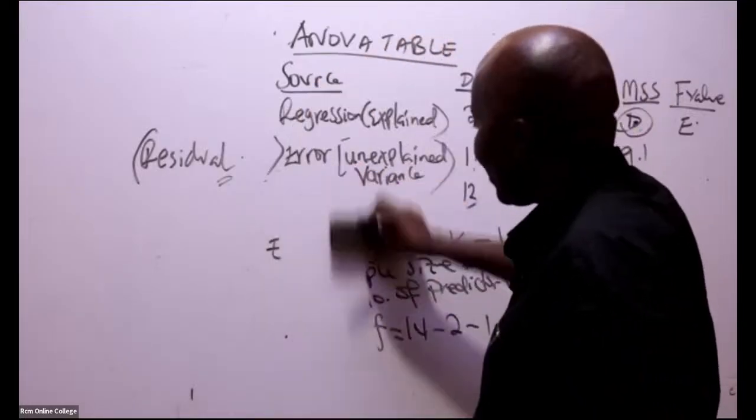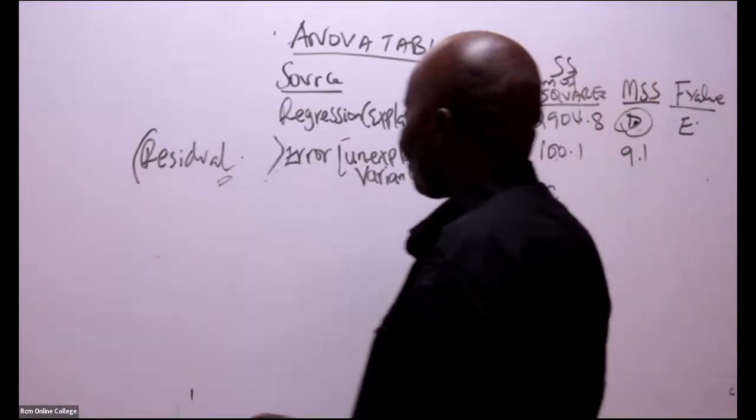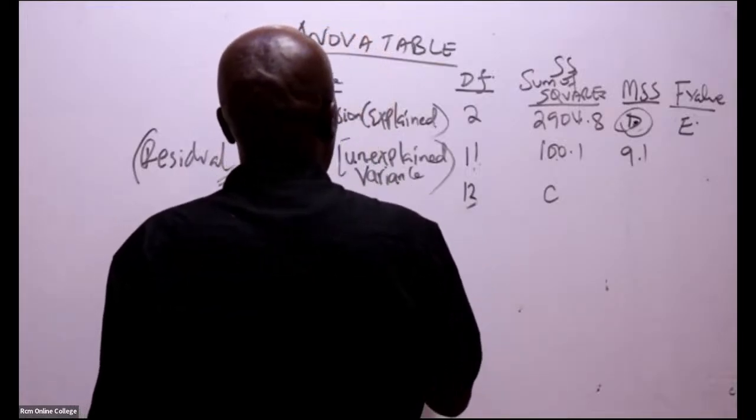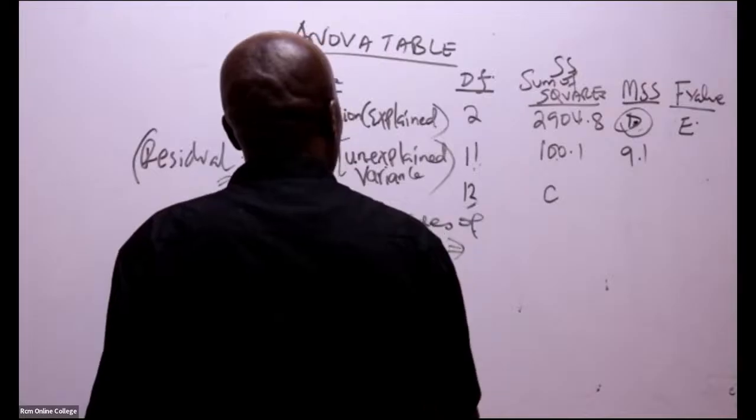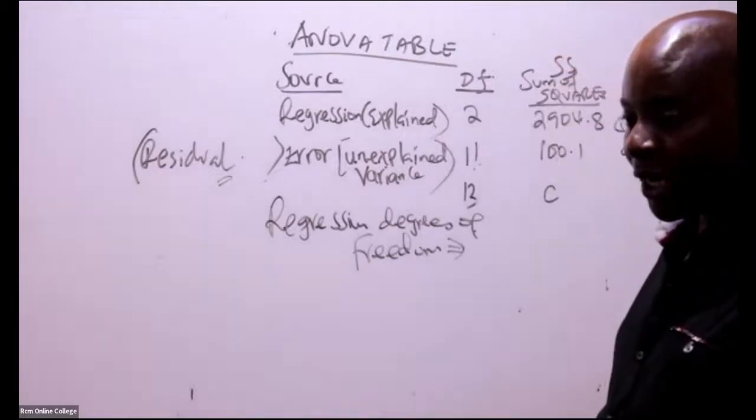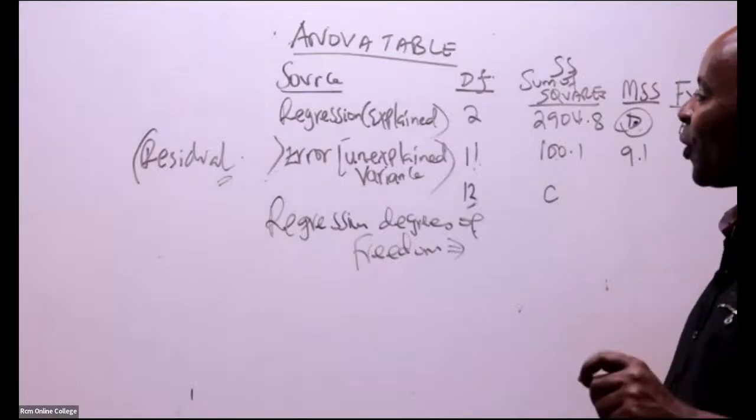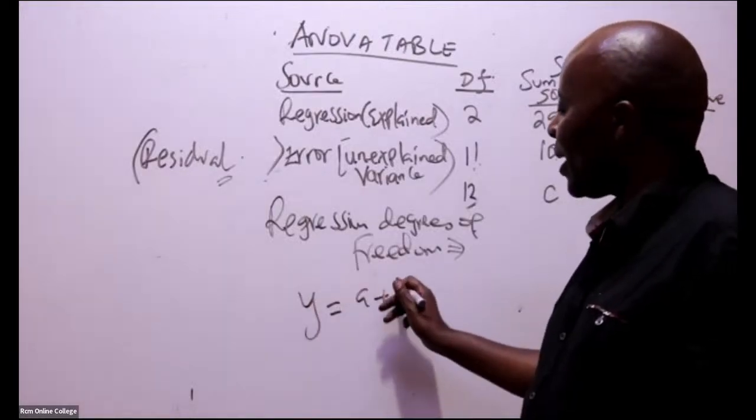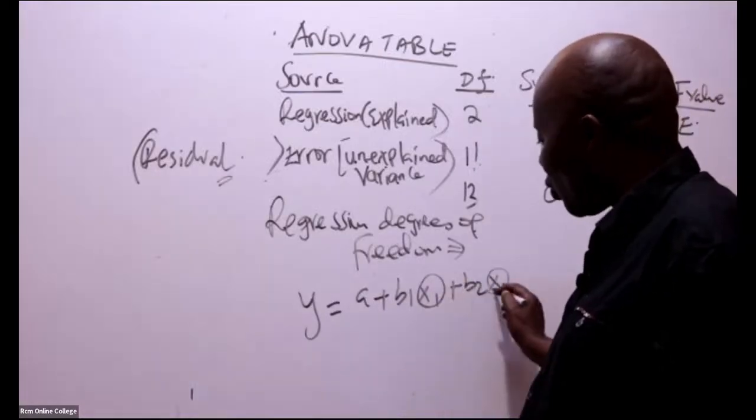Great. And then now we have the last one, which is the regression degrees of freedom. Explain k. K is the number of predictor variables. Like in this equation of ours, a plus B1 x1 plus B2 x2, these are the predictor variables, and they were 2.